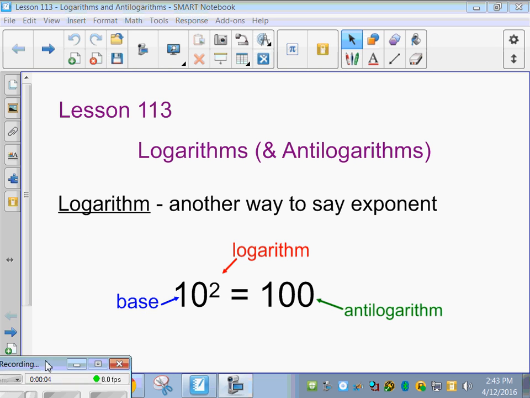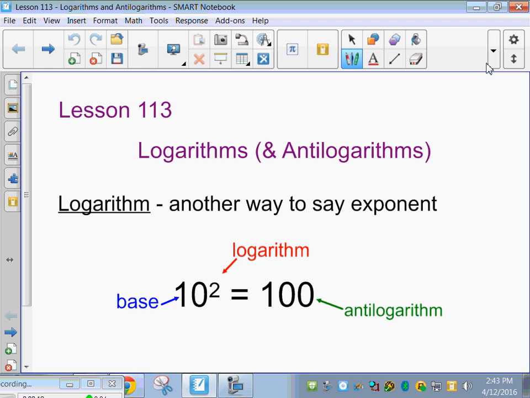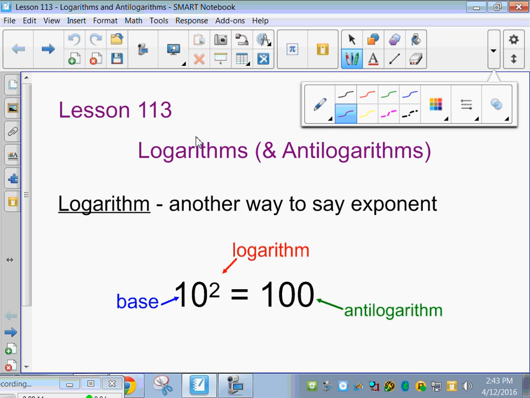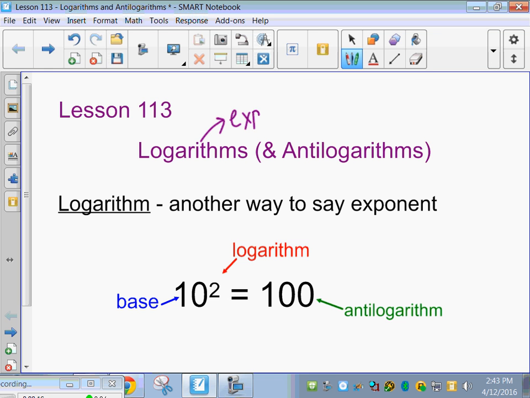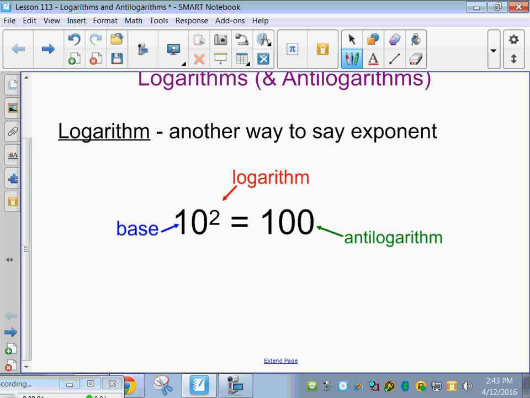Alright, so lesson 113 is logarithms and antilogarithms. So basically, logarithms and exponents are inverses of each other. So you're going to see logs and exponents can work hand in hand. Alright, so logarithm is another way to say exponent. So here is something you guys are familiar with.